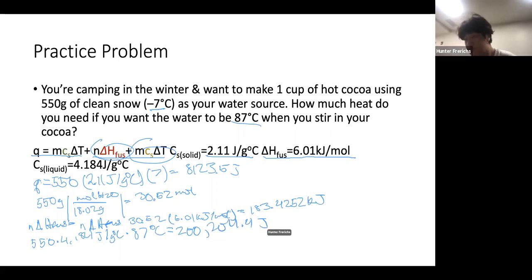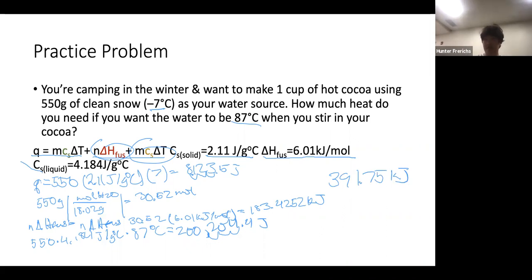204.4 joules. This problem wants you to convert everything into kilojoules, so we just move the decimal place over three places. So you have 8.123 kilojoules, 183 kilojoules, and 200 kilojoules. You add 8.123 plus 200.204 plus 183.4252, and that gives you a grand total of 391.75 kilojoules of energy, which is how much heat you need.